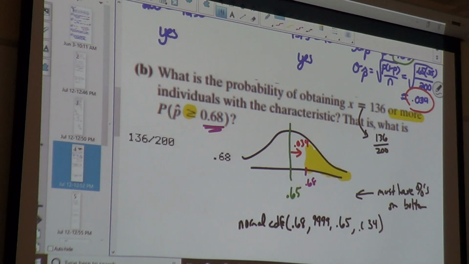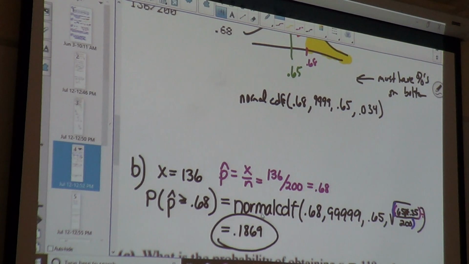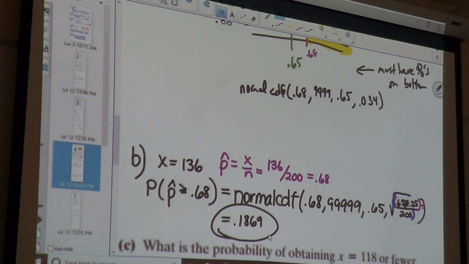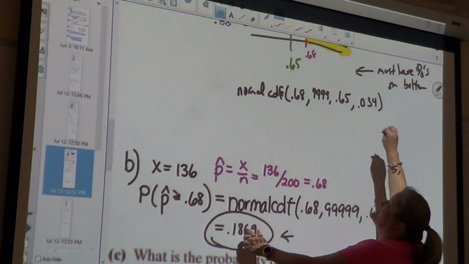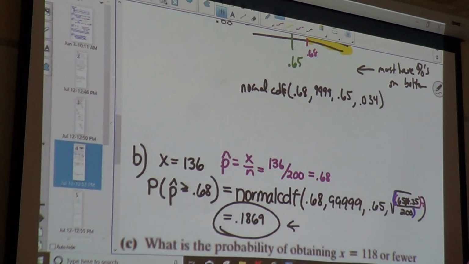And the good news is, y'all, your next test and your final exam are all multiple choice. So if you don't take it out enough places, it'll be pretty close. So when I go to my calculator and I type it in, this is what my normal CDF is going to be. So that means that 18.7% of that curve is shaded. Okay?